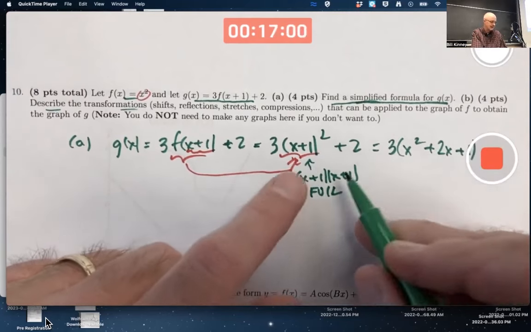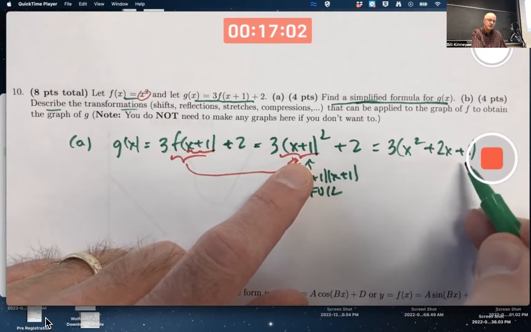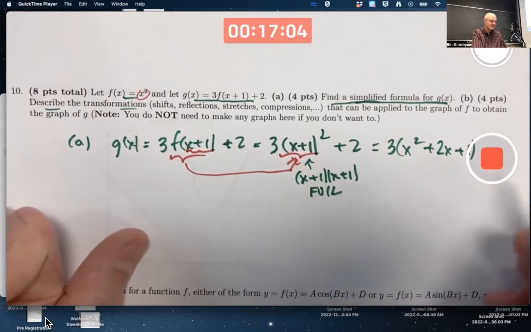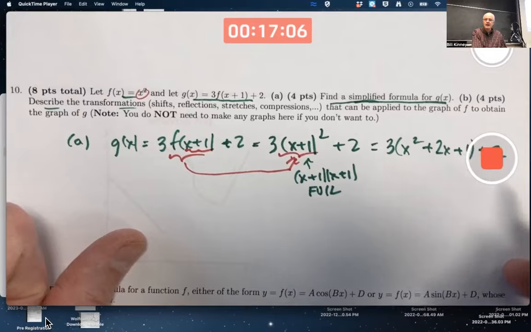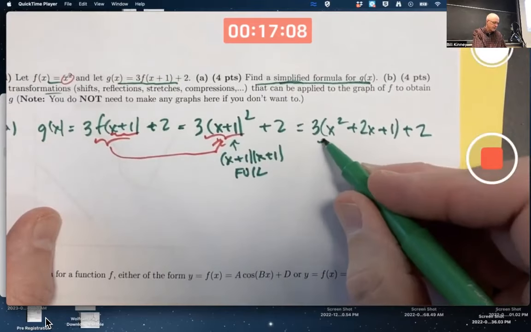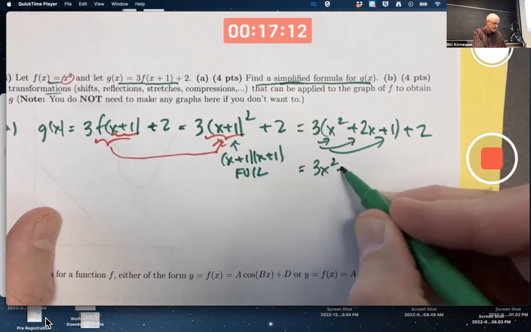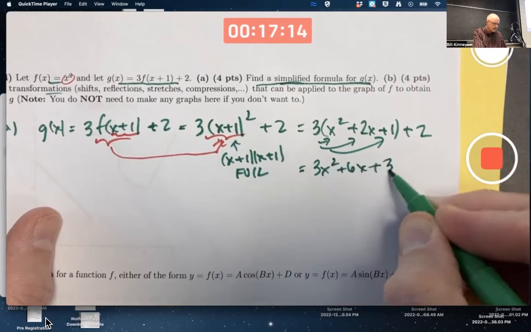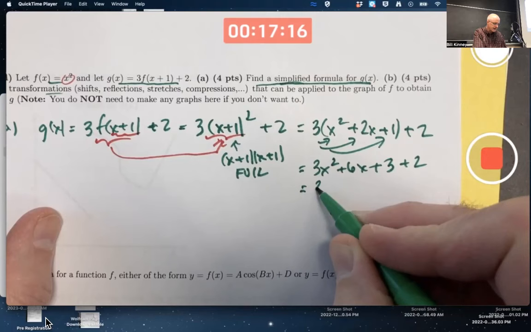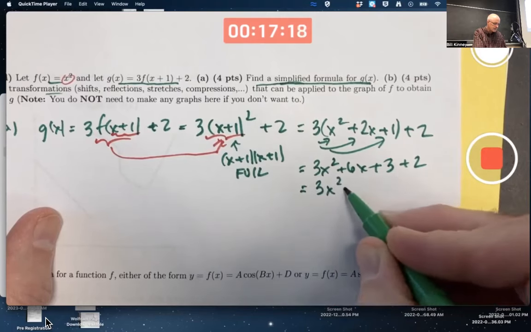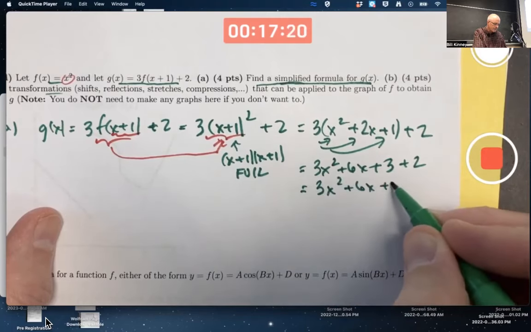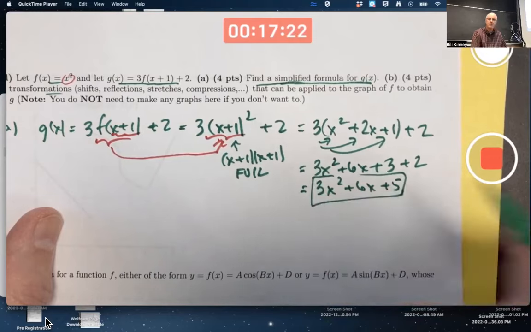Okay, you've got to square this. The answer is not x squared plus 1. You also need an extra 2x in there. And then distribute the 3 through the parentheses. Get 3x squared plus 6x plus 3. Don't forget the plus 2. The final simplification is 3 plus 2 is 5. So there's your final answer for part A.